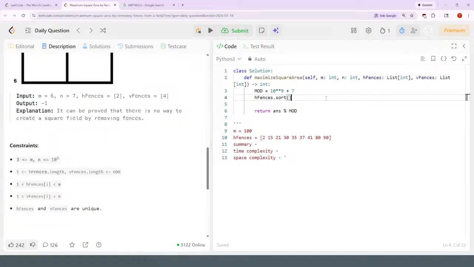Work through all the combinations, besides iterating over every single pair of places where the H fences occur. 1 to 2, 1 to 15, 1 to 21, 1 to 30. 1 to 2 is 1. 2 to 15 is 13. 15 to 21 is 6. 21 to 30 is 9. And that's all at the first level.